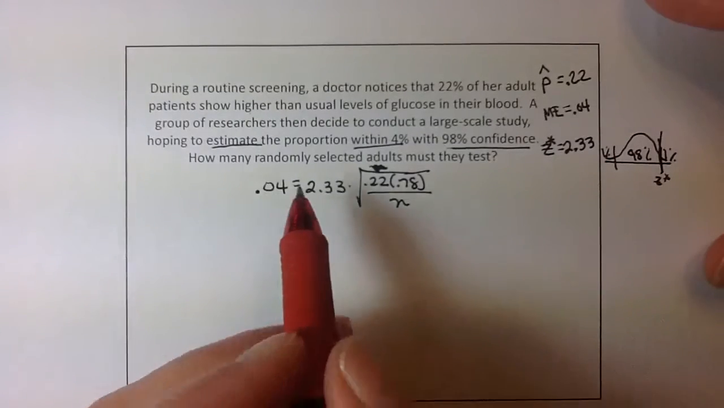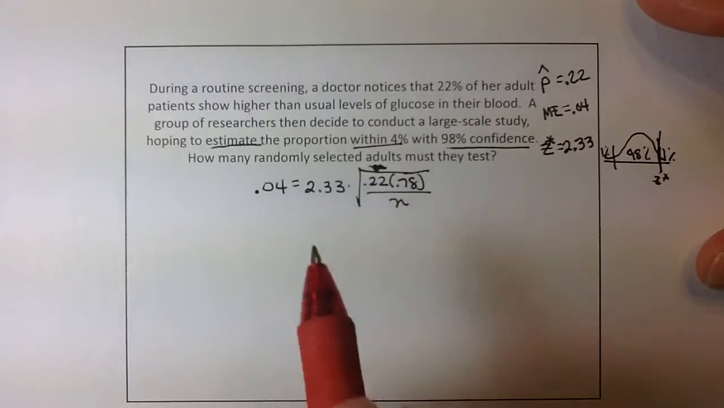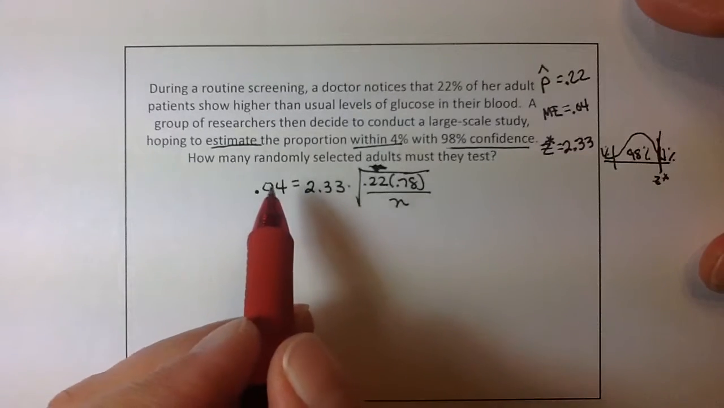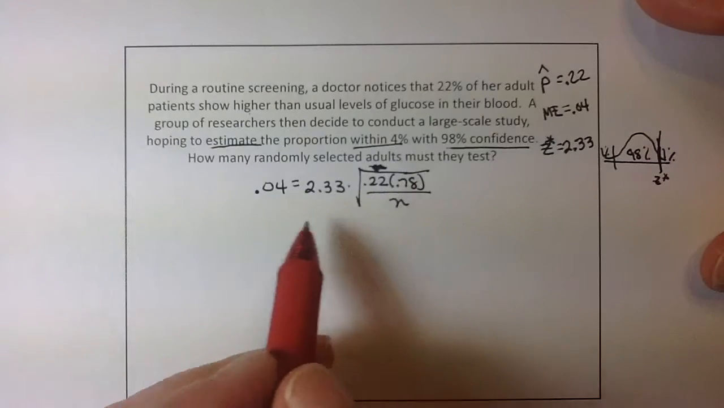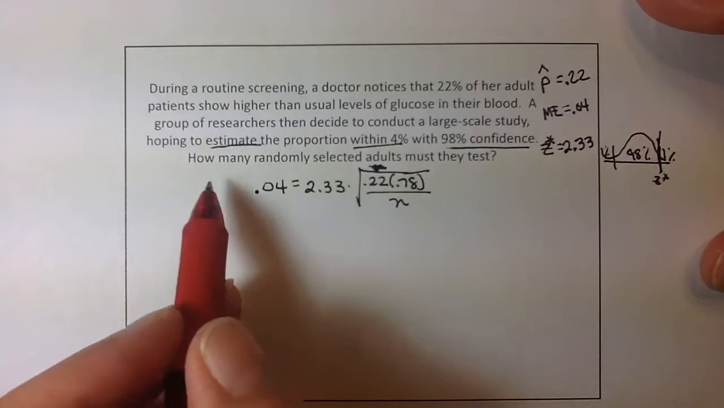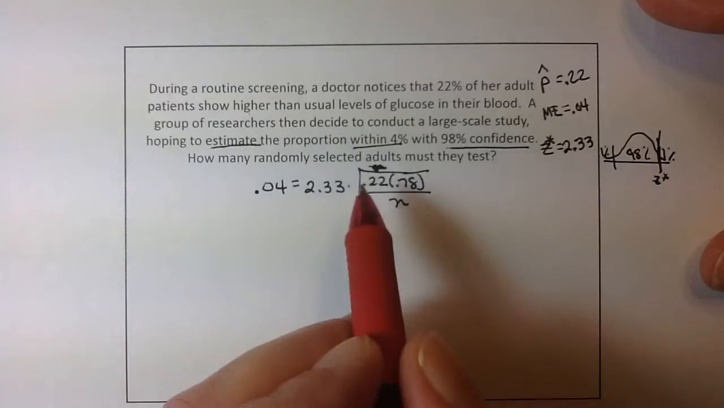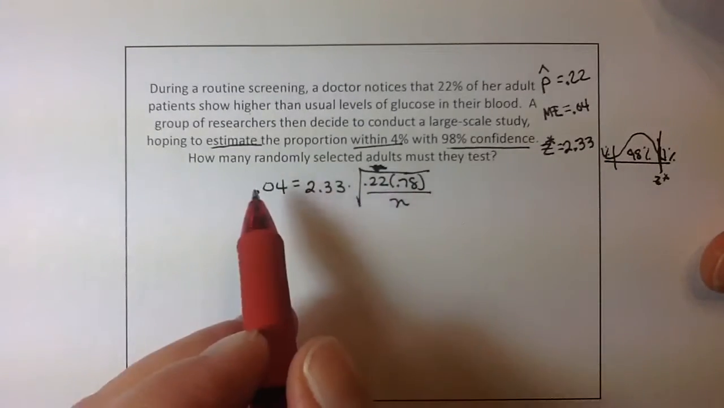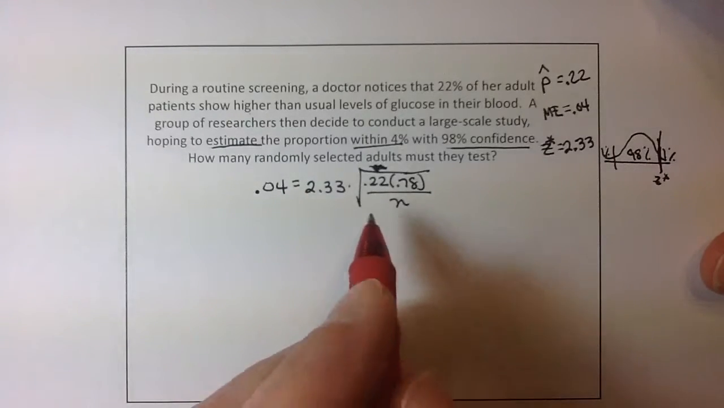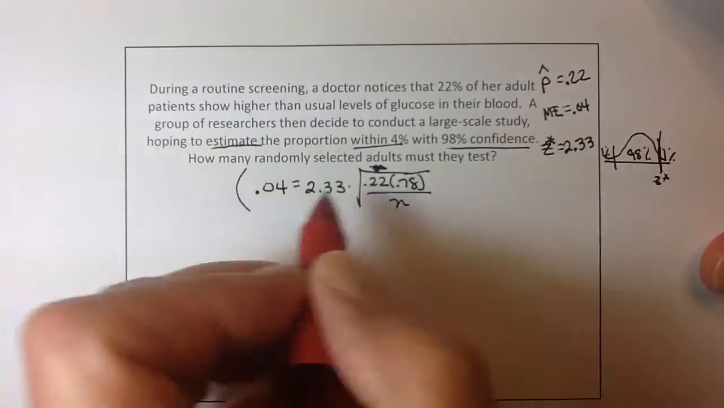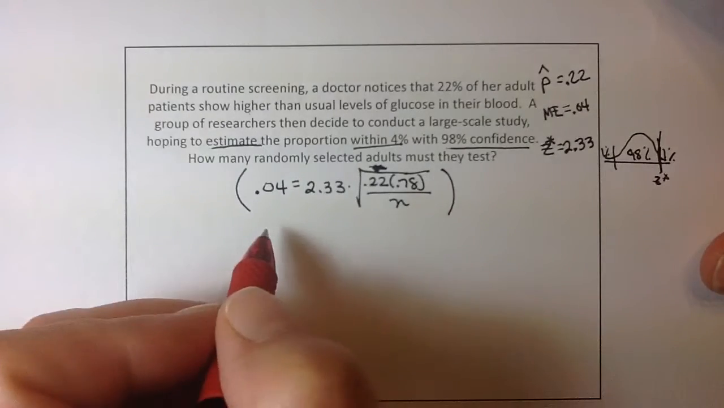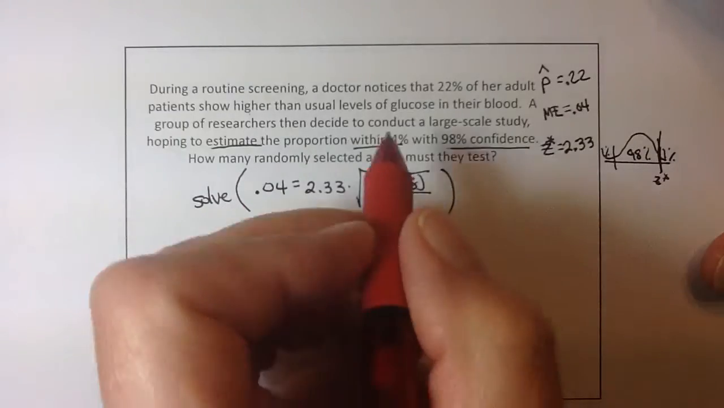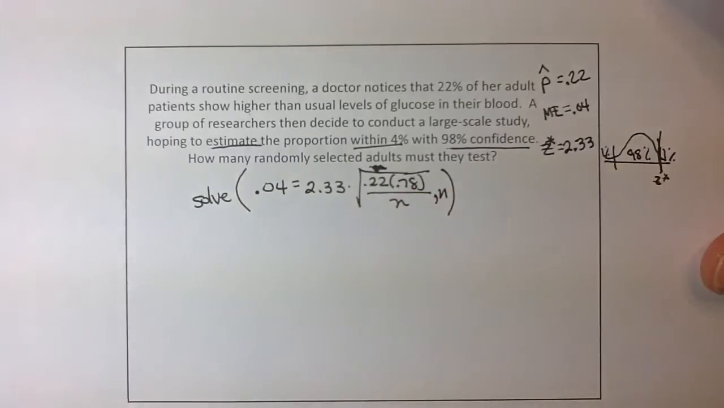Okay, so now we need to solve for n. We've got two choices. One is to do some algebra. So I would divide by 0.04, multiply by that square root nonsense, which will turn it upside down, then square both sides, then multiply by 0.22 times 0.78. So we could do the algebra to get n on a side by itself. Or we could, because we're probably going to mess that up or it's going to take too long, type in our calculator solve, type all that in, and then do comma n.